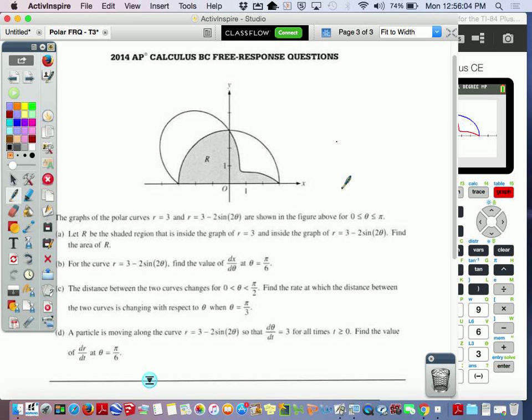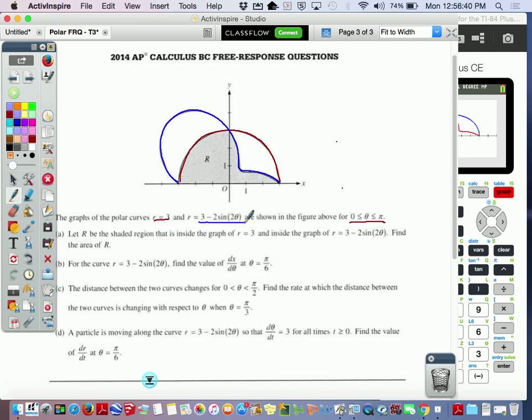2014 polar FRQ. We're again given some graphs. You can see that this is a real consistent piece. We've got two graphs this time that are only graphed from 0 to pi, which is why we only have what looks like half of a graph. So we've got a circle, or should I say a half circle, for r equals 3. That's going to be this part here. And then we've got this other interesting looking graph that represents 3 minus 2 sine of 2 theta.